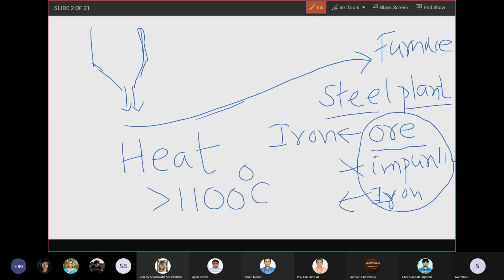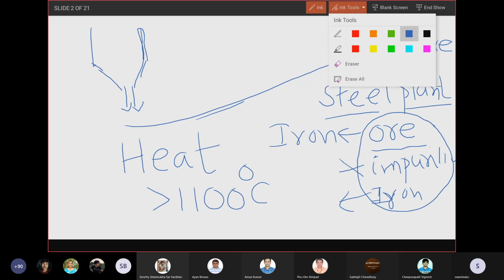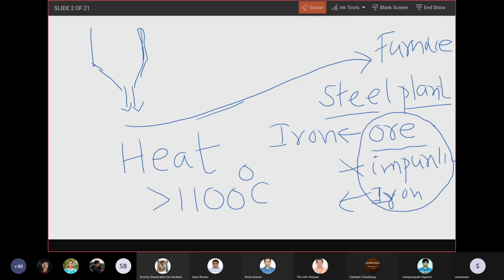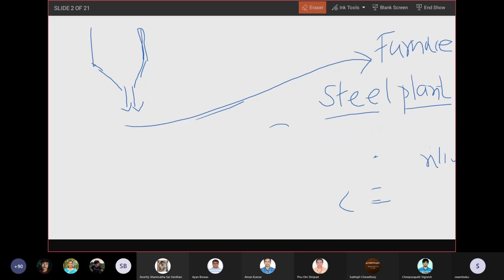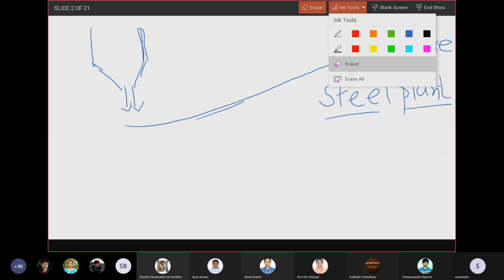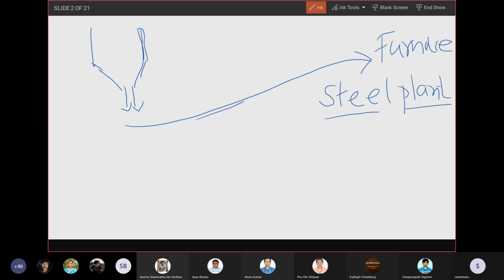But how to heat this ore at such a high temperature? That is the question. So how do they heat? They do this heating with the help of a container called a blast furnace.